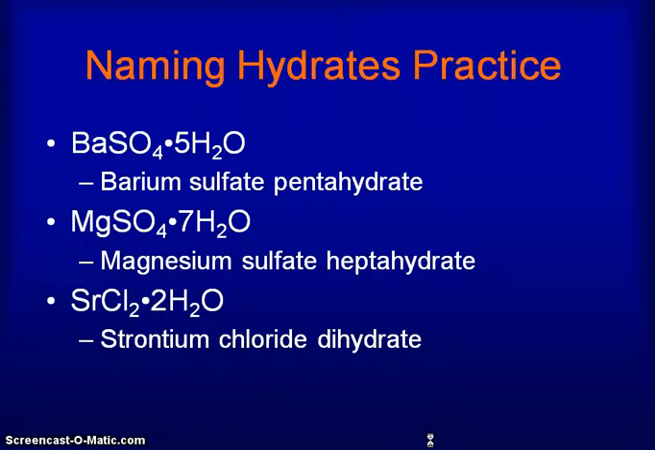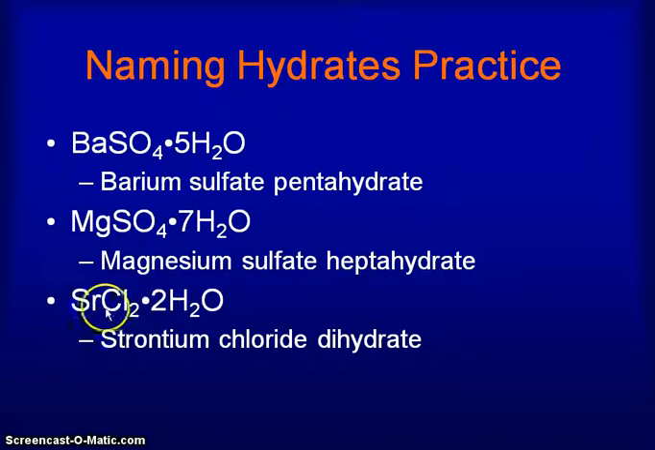Here are a couple examples of naming hydrates. So we start with BaSO4, that's barium sulfate. We have our little dot, and then 5 is going to tell us penta, and then the water is hydrate. This one here, we've got magnesium sulfate. 7 is hepta, so we have heptahydrate.